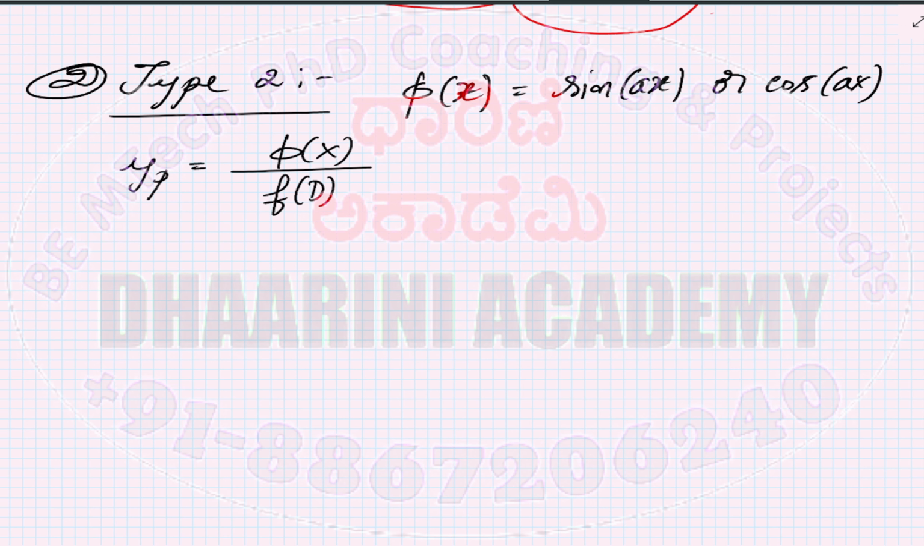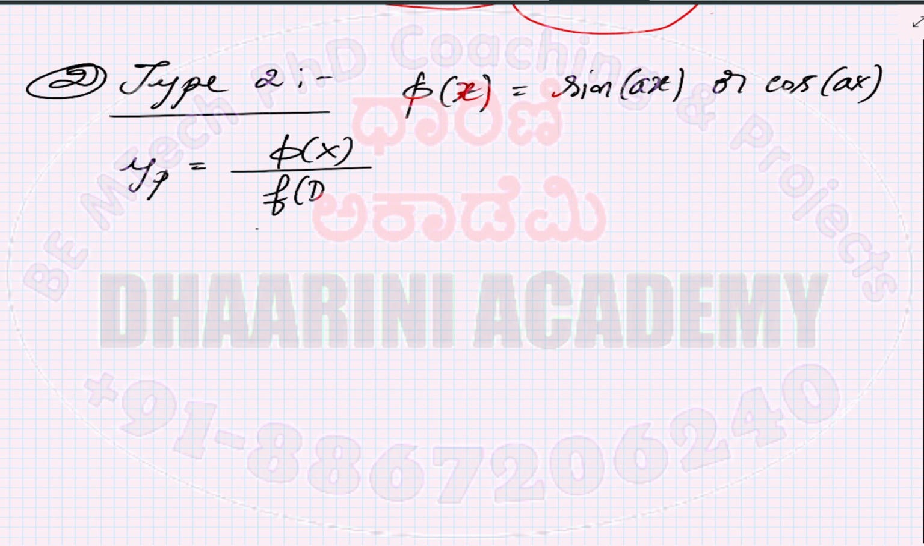So in this case also, finding the yc still remains the same. For yc, there is no difference. You find the auxiliary equation, find the roots, compare the roots with the table which we have already written, and find the yc. After that, if the right hand side of the equation falls under this category, then you find yp using this technique. That's the difference.